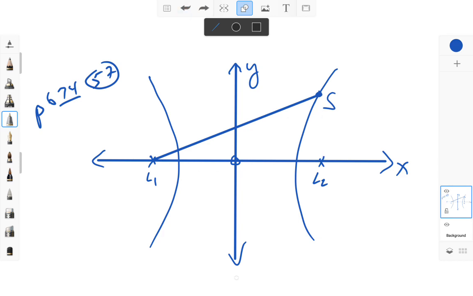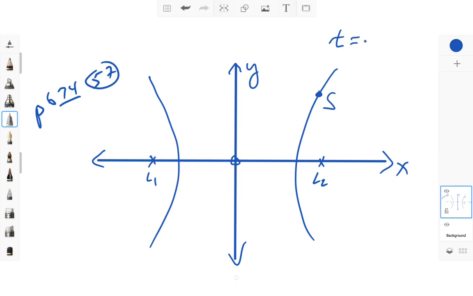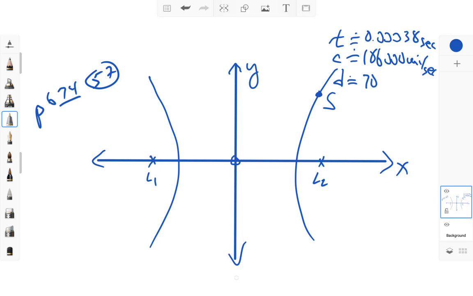All right, so let me get rid of these lines. They're going to get in my way. So if the time difference measured was about 0.00038 seconds, and the speed of light is about 186,000 miles per second, then if you multiply your rate times your time, the common difference is going to be 70.68 miles. Just multiply that on the calculator. Now that's the common difference between the signal from L1 to S and from L2 to S, right?